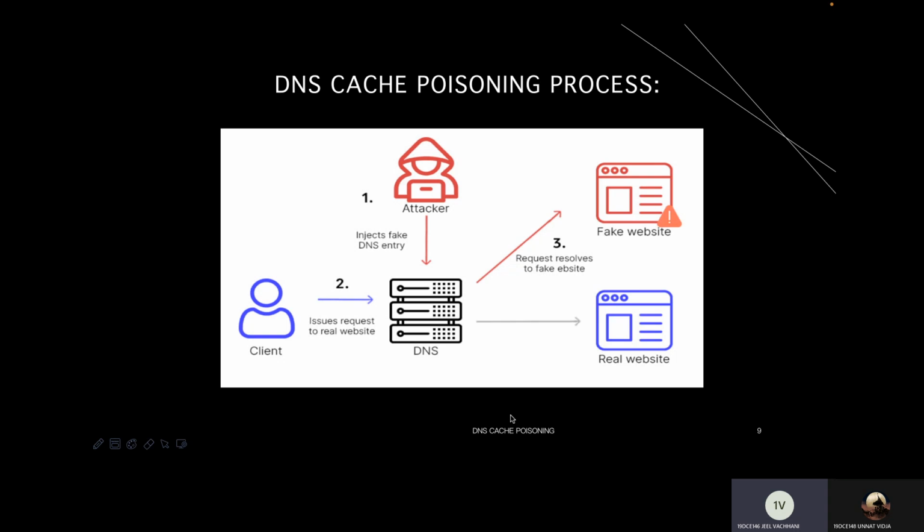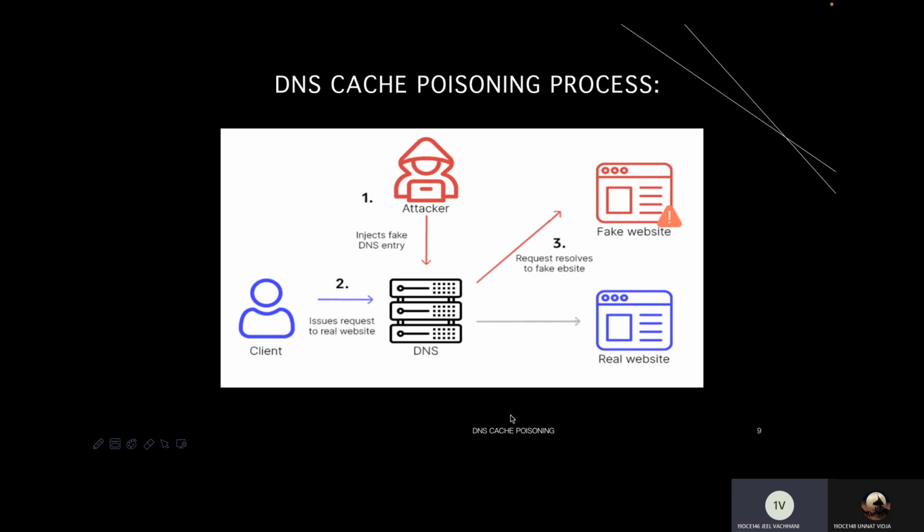This is the process of DNS spoofing. First of all, the client sends a request to the DNS server. Then the attacker changes this request by editing it, and when the client again sends a request for the website, the client is redirected to another website. This is called DNS cache poisoning.